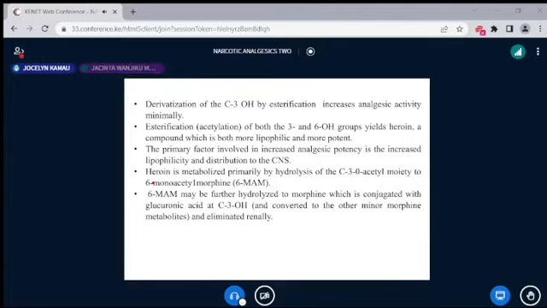So we are on point number 1, the derivatization of the carbon 3 hydroxyl group. Again, this time by esterification. That's one very important point. Esterification increases analgesic activity minimally. And of course, why esterification is increasing analgesic activity minimally is because when you do esterification, you increase the lipid solubility of that molecule a little bit more.